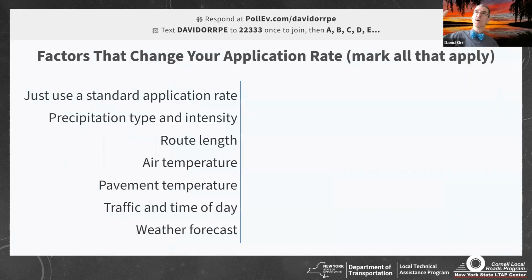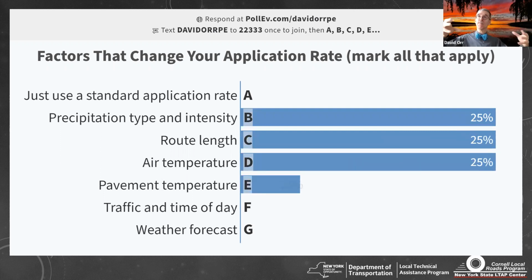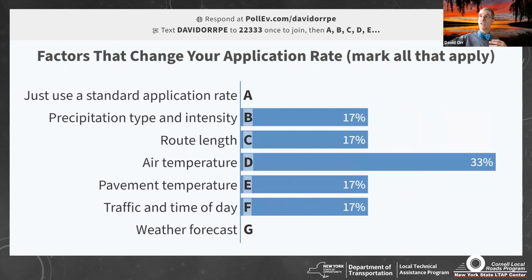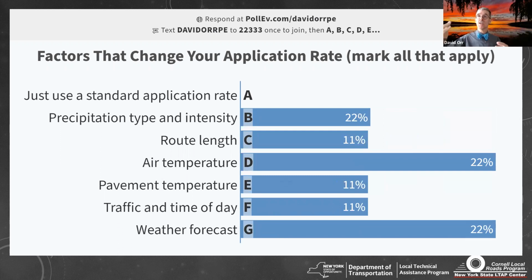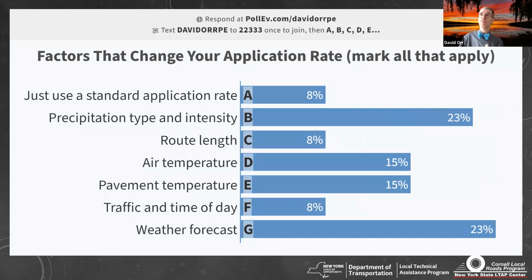So again, we're going to let you put on here, currently, what do you have right now for your application rates? Do you just use a standard for your whole system? Do you already have a system in place to deal with precipitation type? Do you calculate it based on route length, air temperature, pavement temperature, time of day, and do you have weather forecasting in your system? I'm hoping most of you put that in.